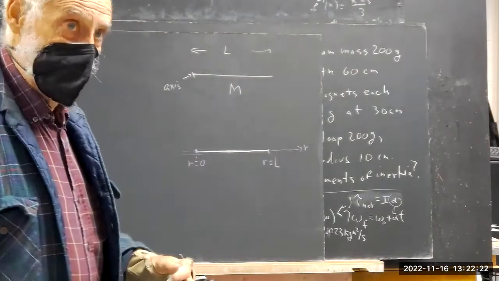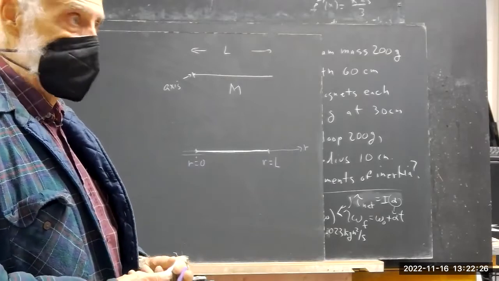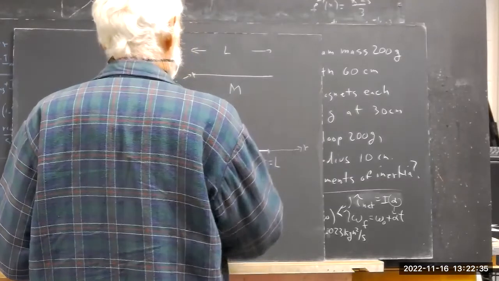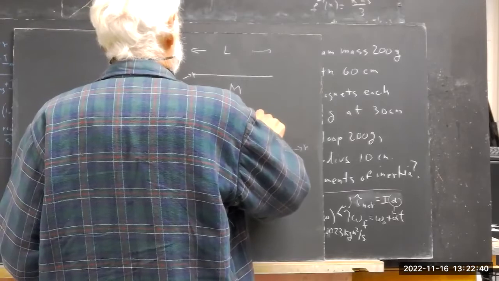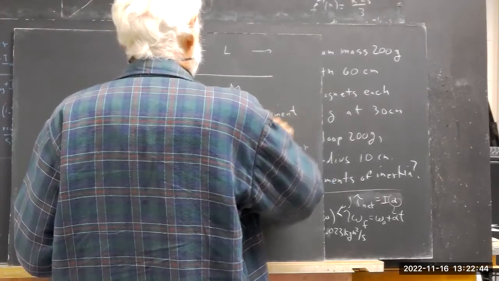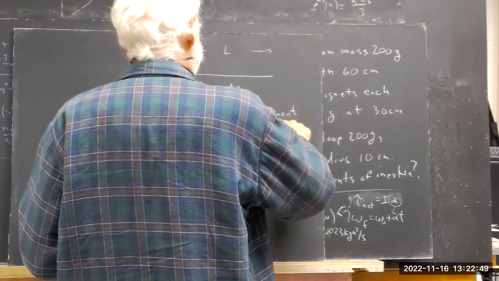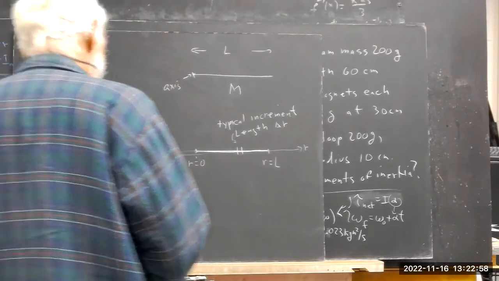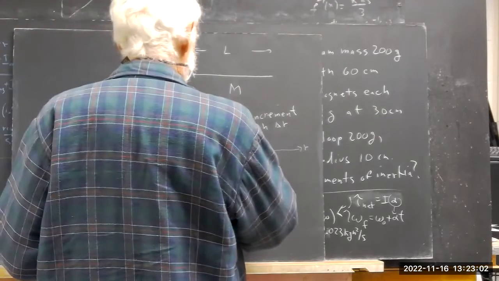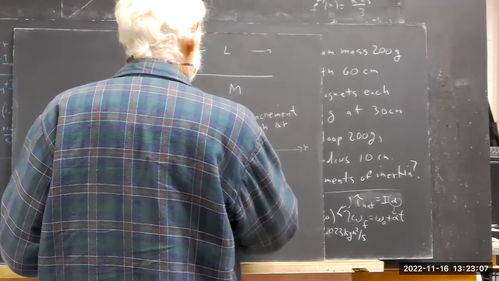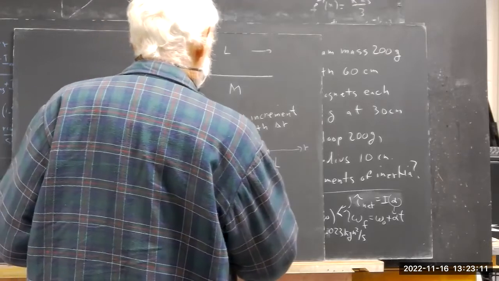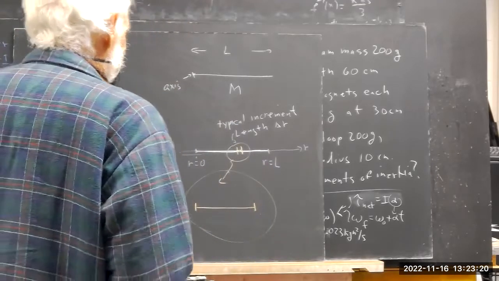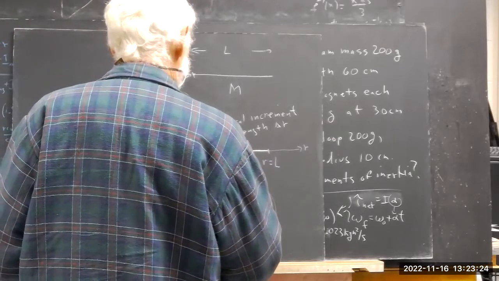But setting up an integral reduces to, in almost all of these undergraduate physics problems, you take a typical length. The length delta R. Okay. So, since I've got all these pretty colors, let's color this. Okay, so here's an enlarged picture of the integral. This distance is delta R.